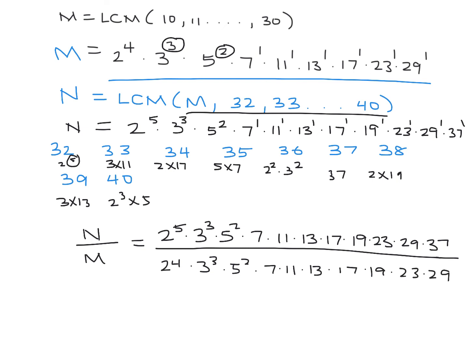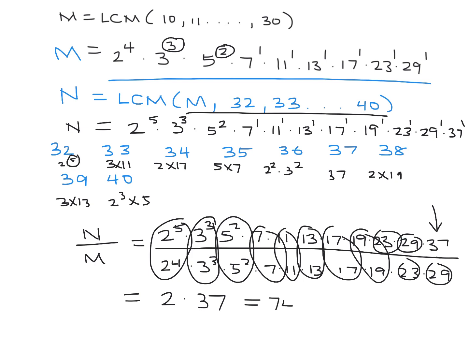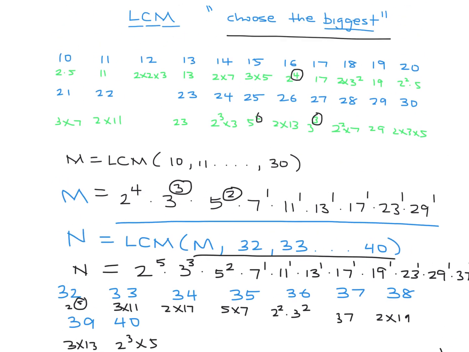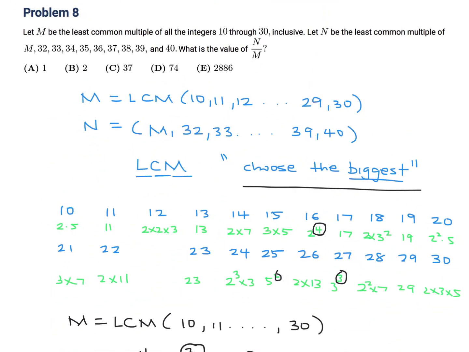Okay, so let's see what cancels. The 29s cancel, 23s cancel, the 19s, 17s, 13s, 11s, the 7s. So this cancels and this becomes 2. This completely cancels, and then I've got this 37 left over all the way over there, and that is 74. And there you go, that is the answer, D. So I purposely did it the long way so that you can completely understand how this question is done. Therefore, number 8, the answer is D.